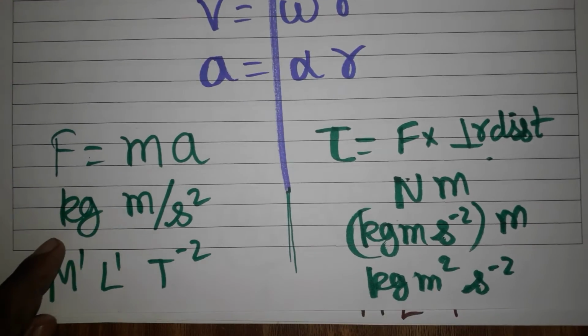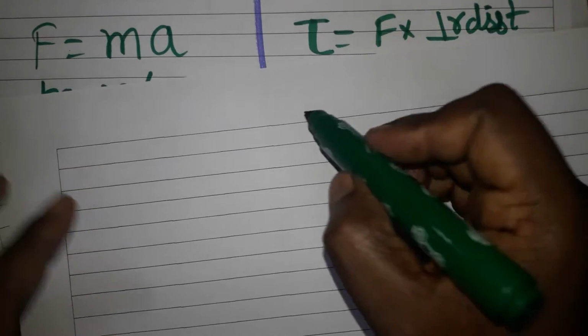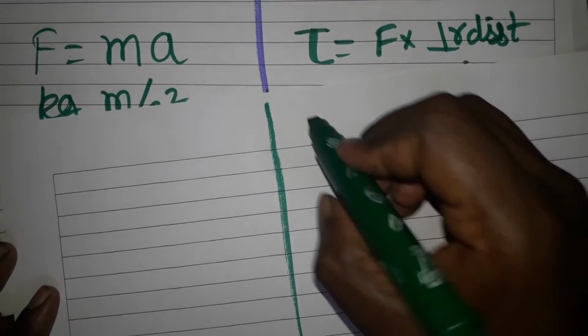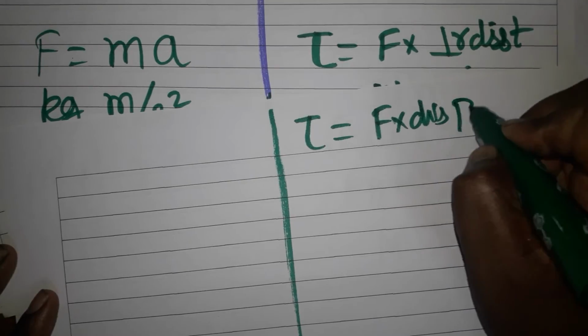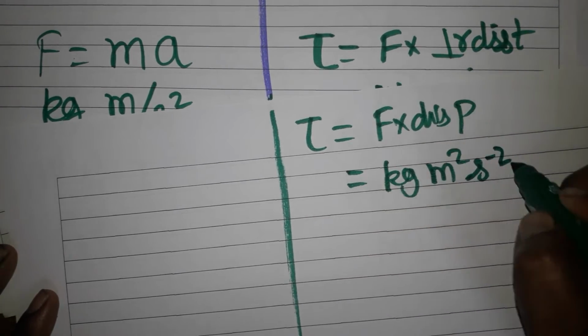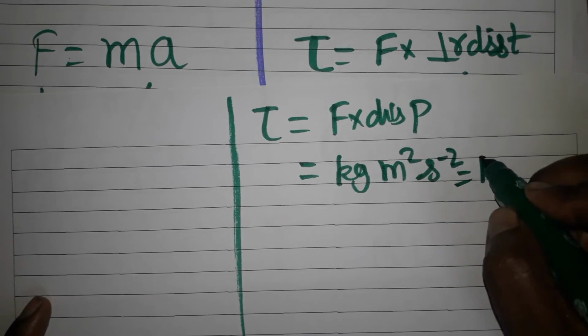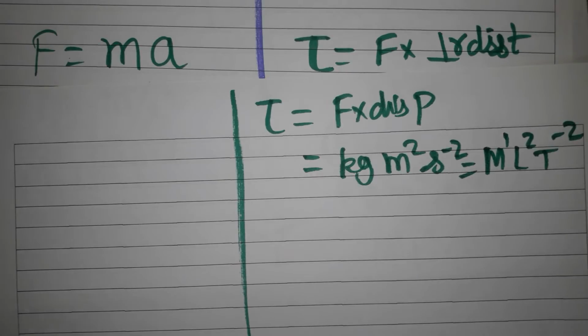Now the torque relation. We are learning torque. In rotation motion, torque is equal to force into perpendicular displacement. That's going to be kg meter square second minus 2. The dimension formula is M power 1, L power 2, T power minus 2. I got the torque dimensional formula. You can give the torque another formula.